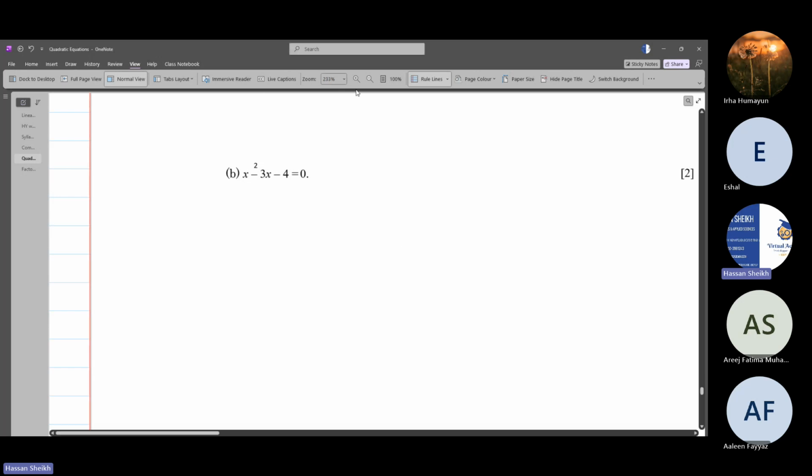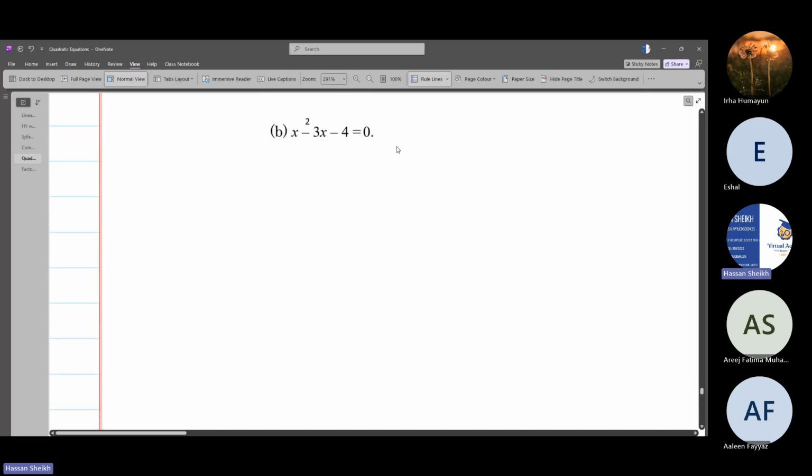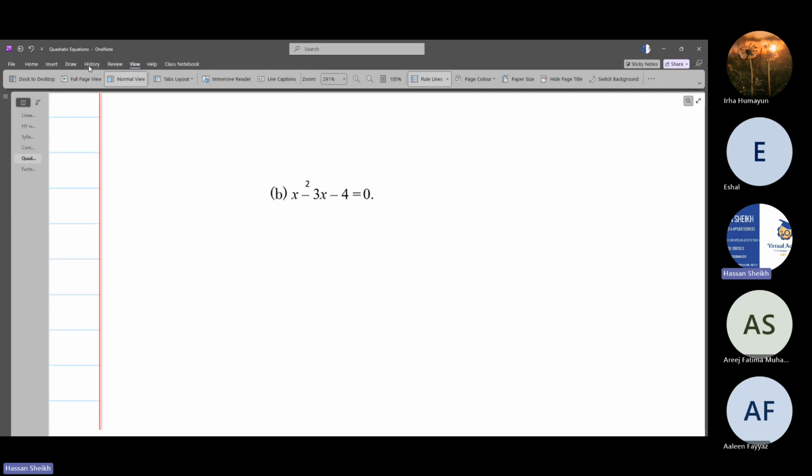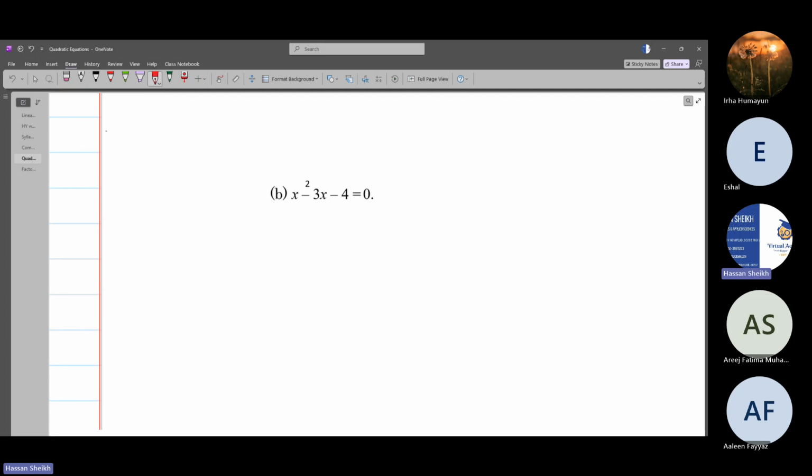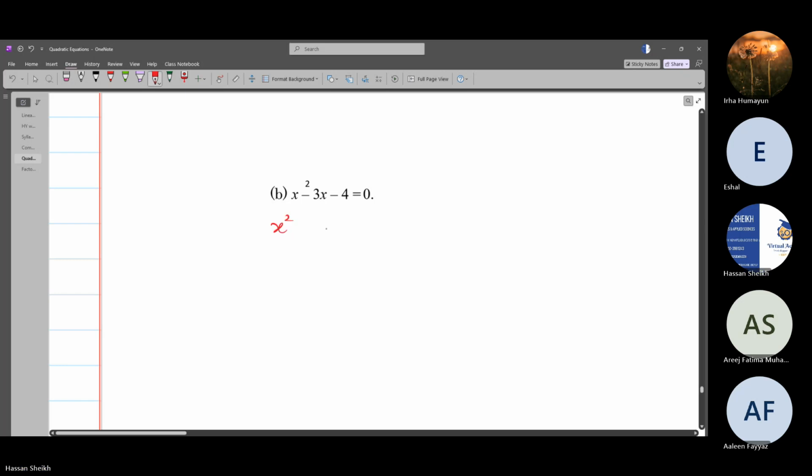Now let's solve part B only because it's a quadratic equation. It's an equation and we use factorization. Let me tell you one thing. The important thing to mention here is that not every quadratic equation is solvable using factorization, which is also called the middle term break method. Okay, so this is the question: x squared minus 3x minus 4 equals 0.